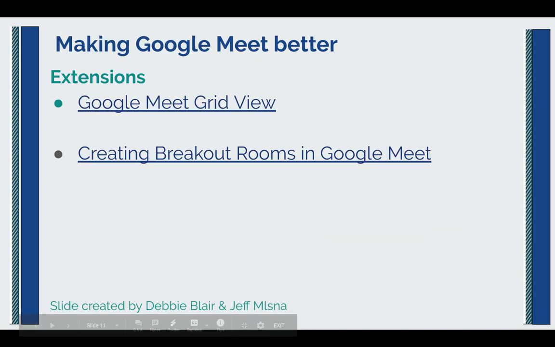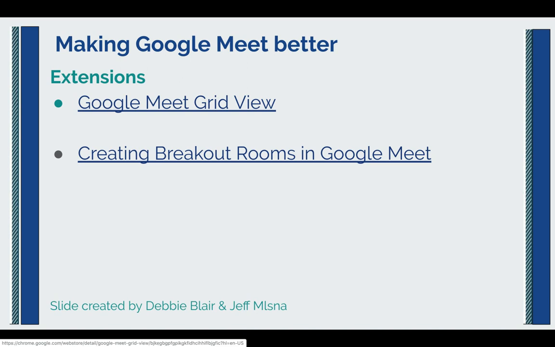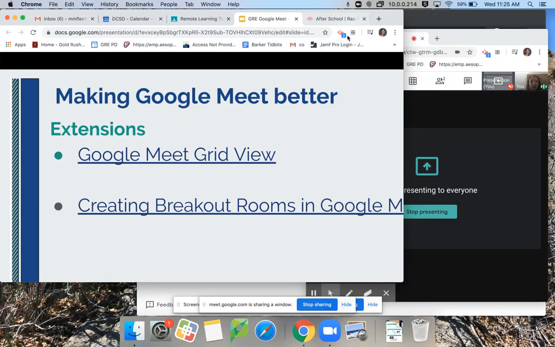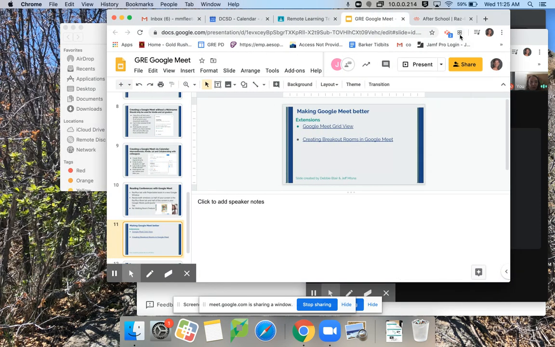The last thing I might recommend is this Google Meet grid view. A lot of us in Zoom like that Brady Bunch view. Well, Google Meets does not default to that. You just need to go in and click on that extension. And when you click on that extension, you'll get this little 4 square grid right there.